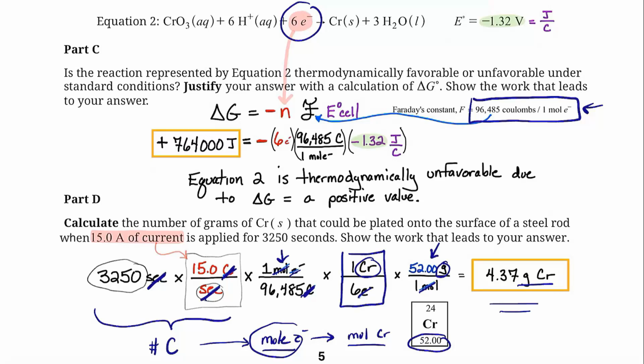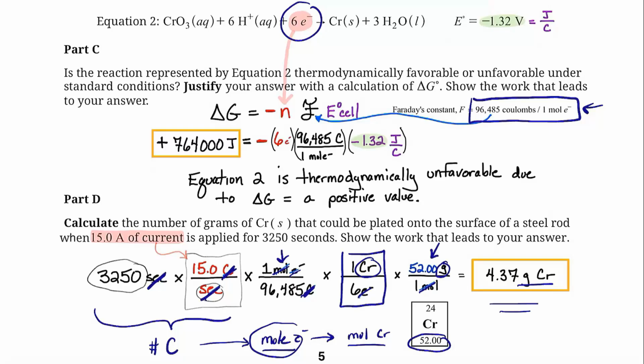And again, the flow is time using amperage. Amperage is coulombs per second. So understanding that, I'm getting rid of time to get total coulombs. And again, I need to know the charge, and Faraday's constant is a way to go from the charge, the coulombs, to moles of electrons, and then the ratio of electrons in the half reaction.